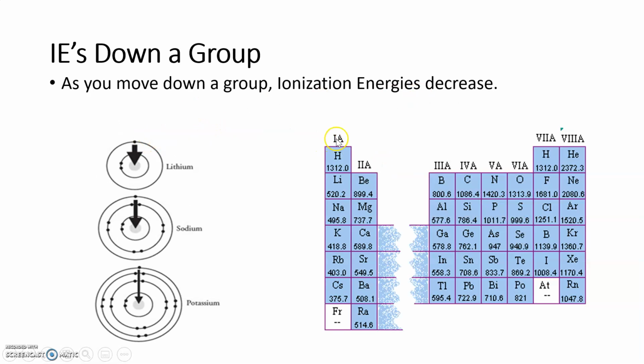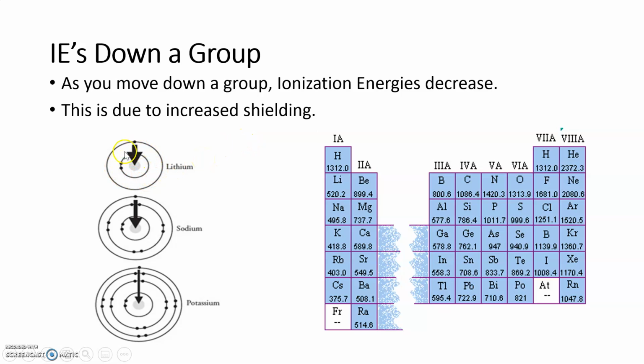As you move down a group, it doesn't matter which group, you can pick whatever group you have, the ionization energy always decreases. As you're moving down a group, look at those numbers, they're getting smaller with every atom as you move down. The reason for this? Increased shielding.